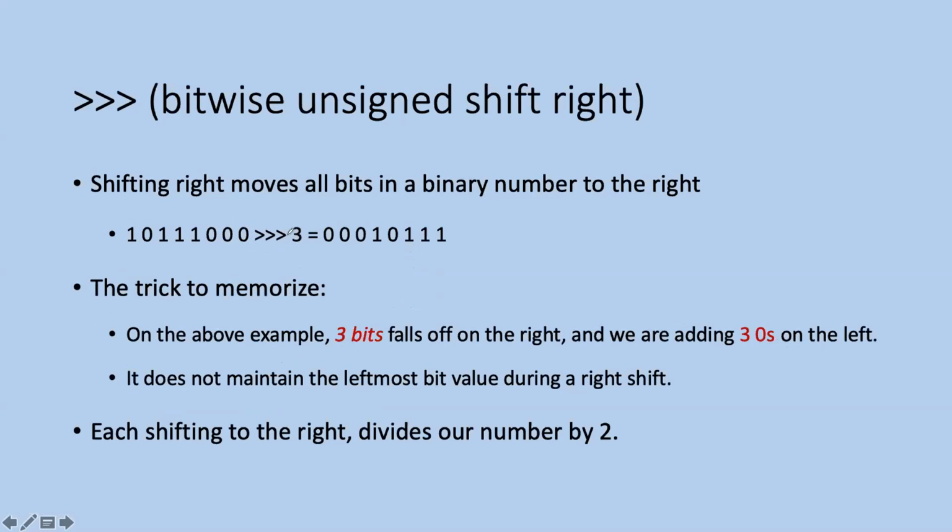Let's take this example. We're doing an unsigned shift right by 3. We'll take this 3 off. Same concept, 101 was there, but instead of looking at this MSB, we don't look at it. We just say it's all zeros, and we just add zeros on the top. That's the only difference. Same concept as earlier, each shift to the right divides our number by 2.